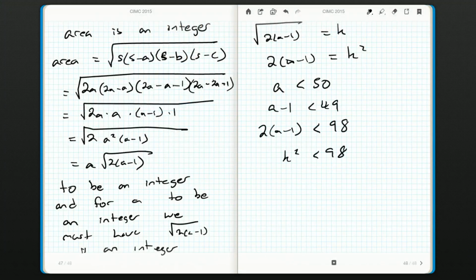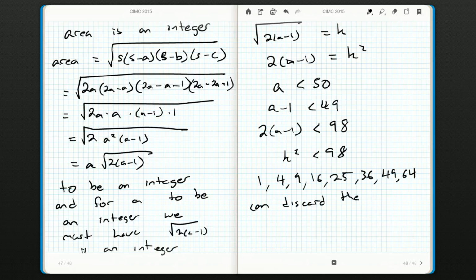So what are some perfect squares that are less than 98? We've got 1, which probably won't matter because we need it to be even. 4, 9, 16, 25. All the odd ones we won't need. 36, 49, 64, and that's it, because then we get to 100. Okay, so I'll make a note: can discard the odds as 2A minus 1 is even. So now we have 4, 16, 36, or 64 to check.